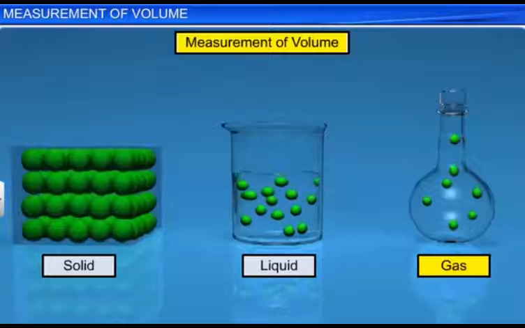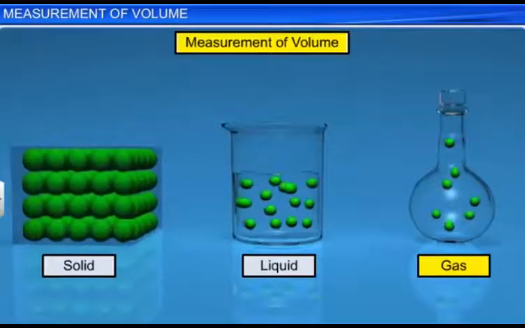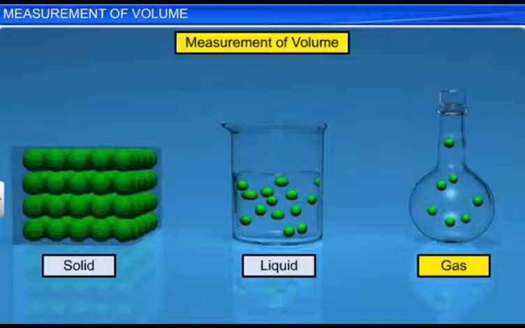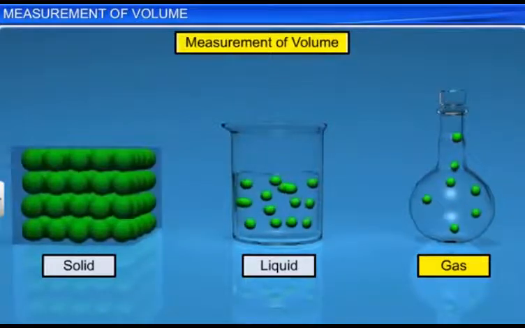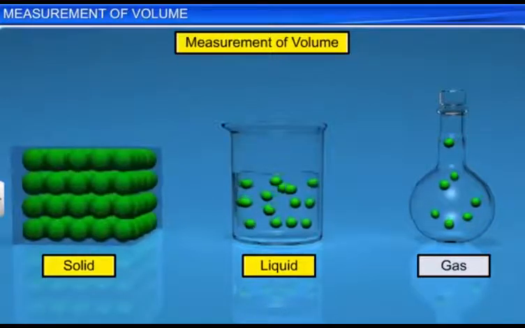A gas does not have definite volume. It occupies the total volume of the container in which it is filled. However, liquids and solids have definite volumes that can be measured. Let's see how the volume of a liquid and a solid is measured.